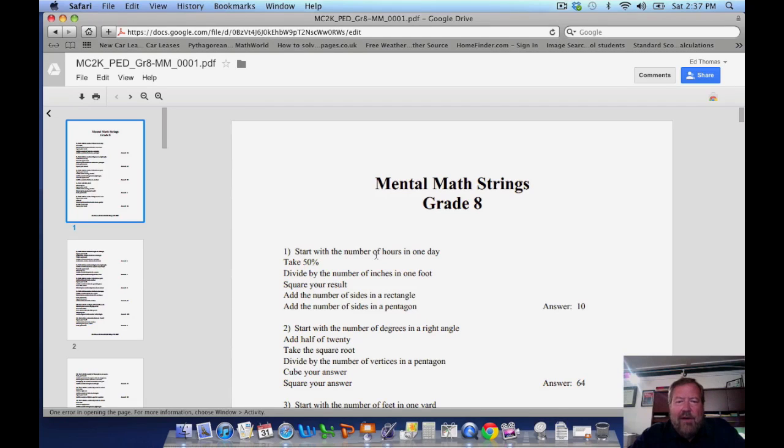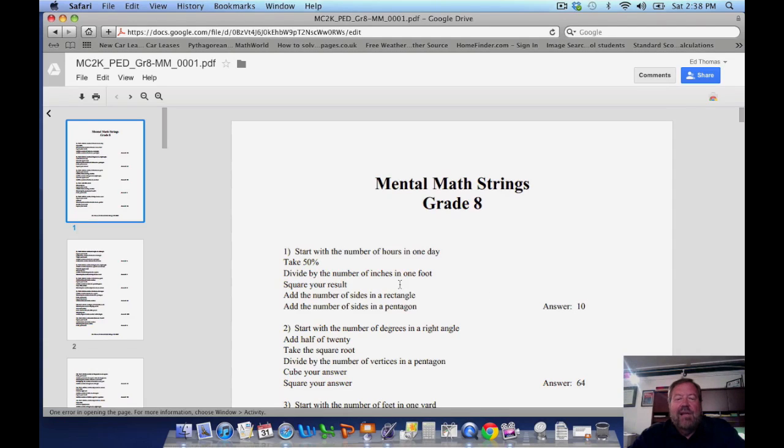Start with the number of hours in one day. So we want the kids to think 24. Take 50%, which is half. That would be 12. Divide by the number of inches in a foot. Well, there's 12 inches. 12 divided by 12 is 1. Square the result. 1 times 1 is 1. Add the number of sides on a rectangle. 1 plus 4 is 5. Now add the number of sides on a pentagon. 5 plus 5 is 10, and there you get the answer as a teacher.